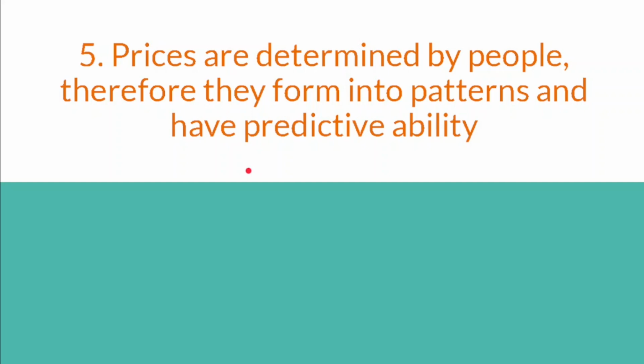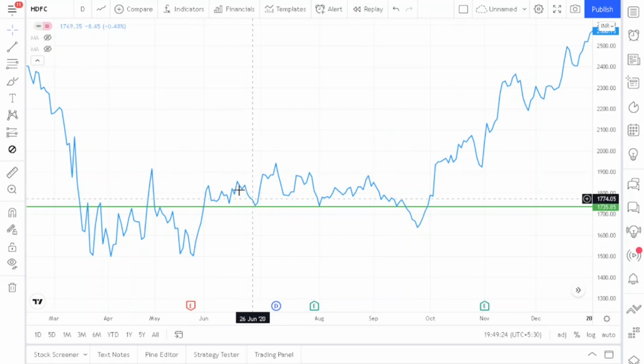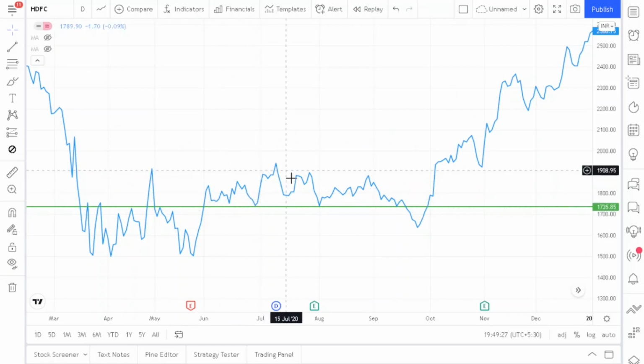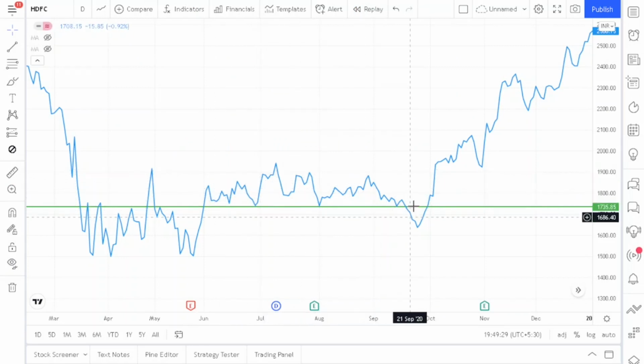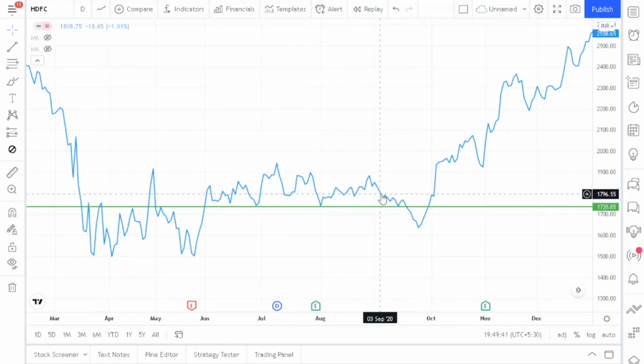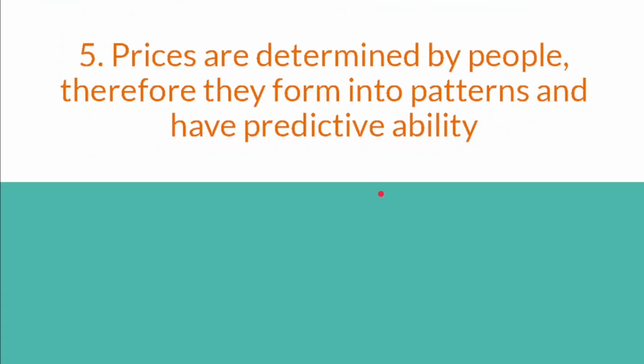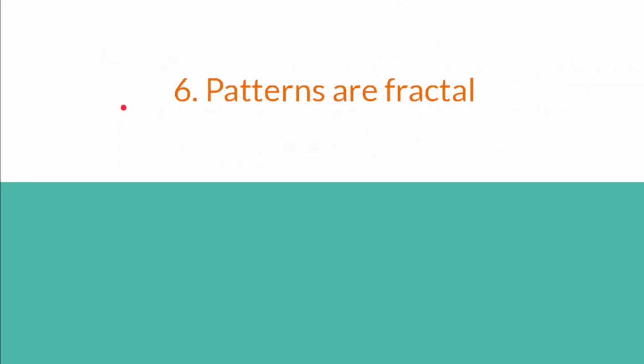In my previous example, I told you about that support level. When I drew that line, after that the stock was taking support from that level a lot of times, right? You can look at this chart. I drew this line, and after drawing this line the stock was taking support from this level a lot of times. So we can predict that maybe in the future the stock can take support from that level. So we can kind of predict what will happen in the future, and that's why we say prices have predictive ability, right? Now the sixth assumption is patterns are fractal.